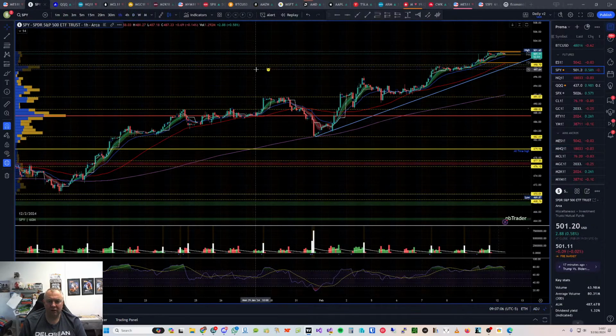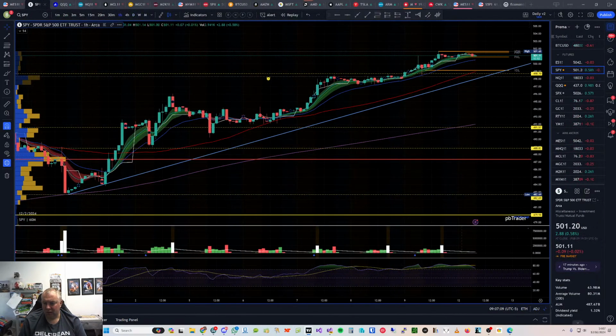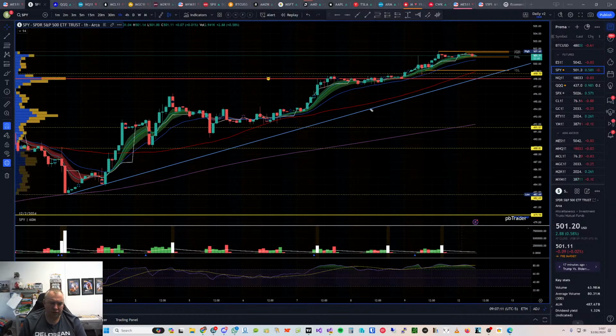Right, SPY. I've got the same trend line drawn in on the SPY, and we've got Friday's low. We've got a rise in the 200, and there's not much volume in that area. But if it comes back down into this area, potentially if it goes sideways and comes back down to that area with a trend line as well, then we could be looking for a bounce.